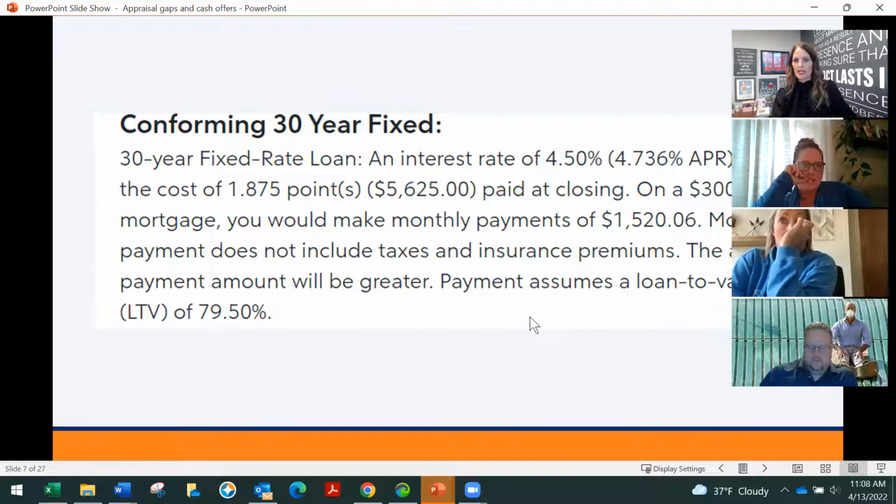Okay, look at this. I wanted 5% down. What did they give me? 79.5% down. And guess what else they did? Charged a bunch of points. Okay, but they gave me 4.5.